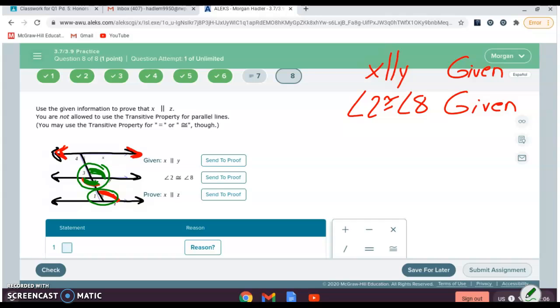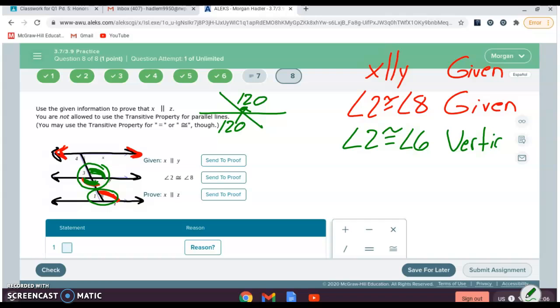about vertical angles. When you have a vertical angle situation, let's say this one is like 120, the angle across from it is always going to be the exact same. Those are vertical angles. So I would say angle 2 is congruent to angle 6, and they're vertical angles. So then, since we know that 2 is congruent to both 6 and 8, then these two have to be congruent to each other.